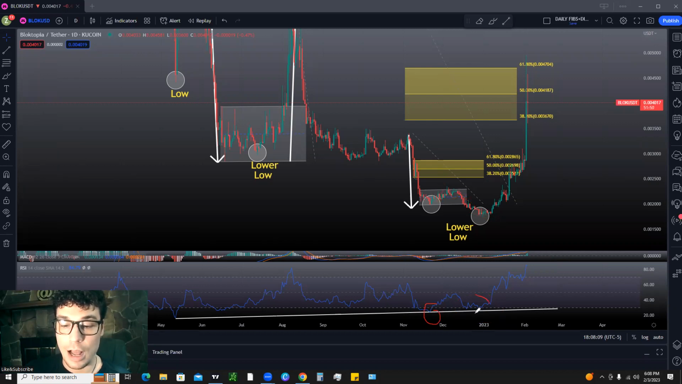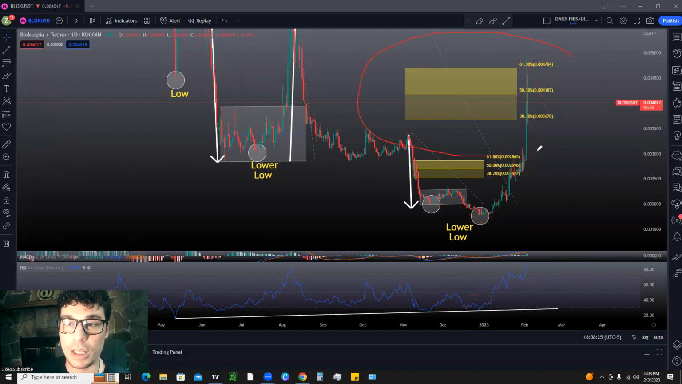We're making a low here, a higher low here. And meanwhile, the price of the token is making lower lows. That's a bullish divergence. And you see we come up, we break through our major retracement levels right here. We come down, consolidate a little bit, and then boom, we explode up.